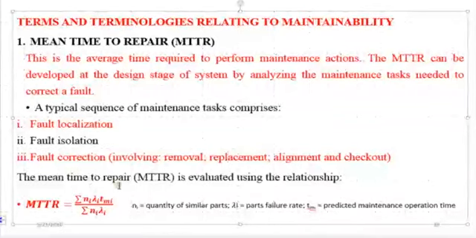This mean time to repair, MTTR, is evaluated using this mathematical relation, that is summation of Ni lambda i Tmi, all over summation of Ni lambda i.